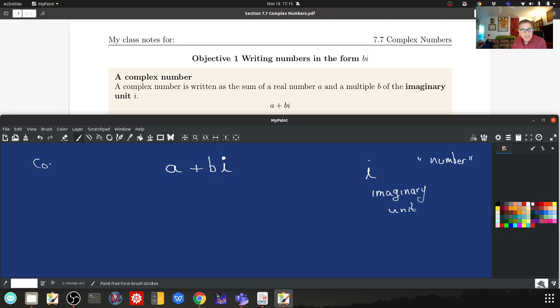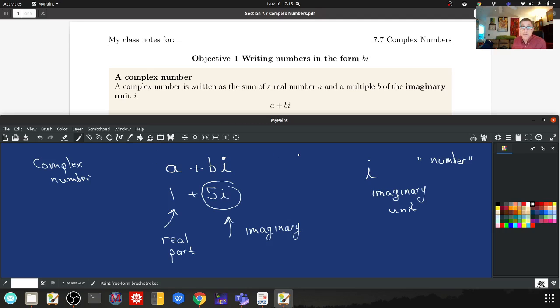And this is a complex number. So let me give you an example. 1 plus 5i. That's a number. This is the real part, and this is the imaginary part. And every complex number has that.